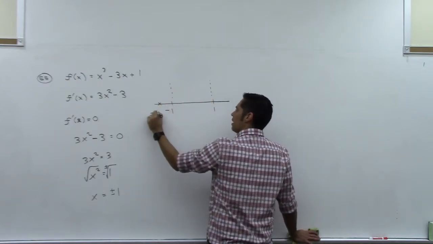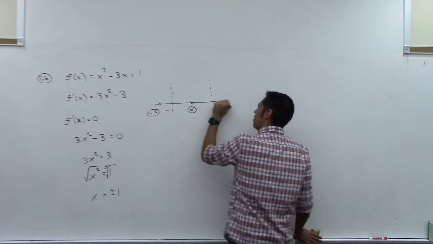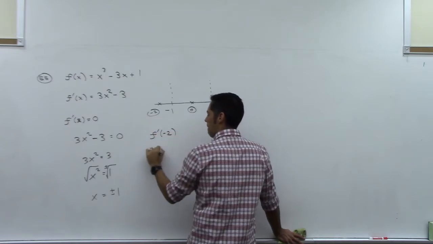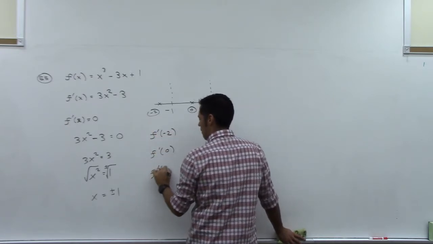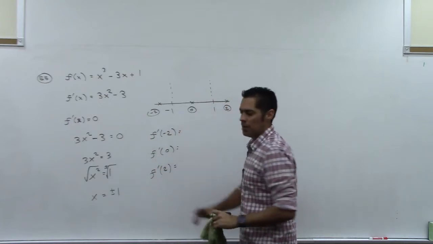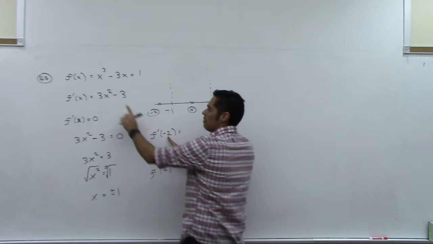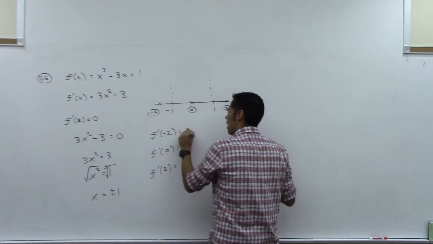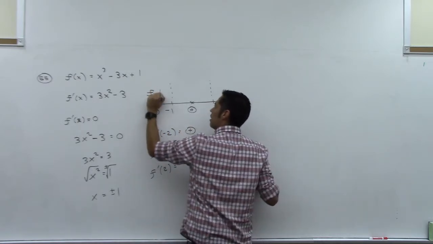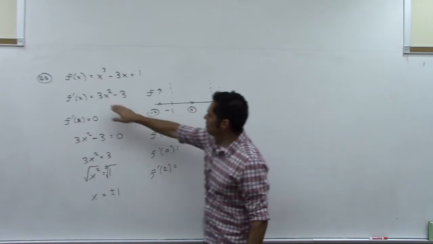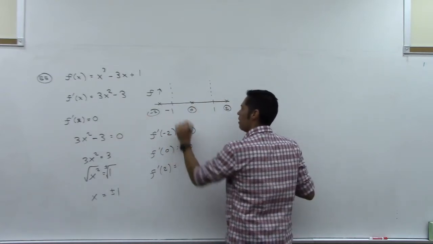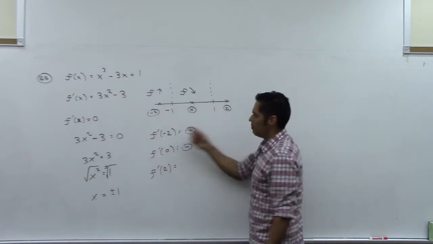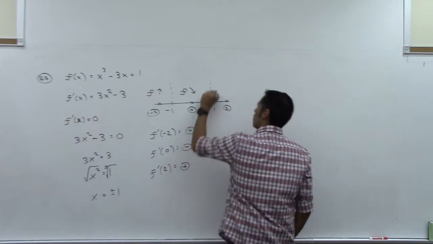So now I pick some test points. I have a test point here, how about -2? A nice test point here is 0, and a nice test point here is 2. All these numbers get plugged into the derivative. So there's my derivative. When I plug -2 in there, -2 squared is 4. 4 times 3 is 12. 12 take away 3 is 9. This is going to be a positive number. That means my original function is going up here. When I plug in 0, I get negative 3, a negative number, so I'm going down. And when I plug in 2, I get the same thing I did when I plugged in negative 2. I get a positive number. So f goes up here.